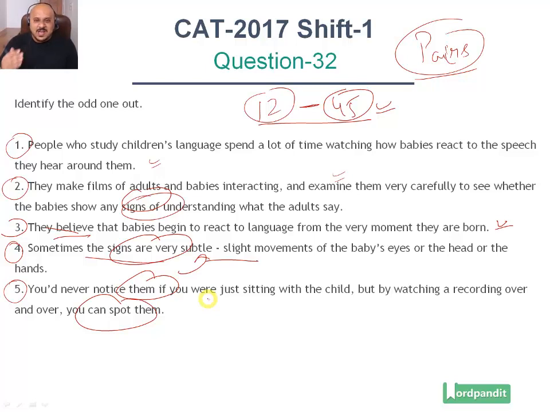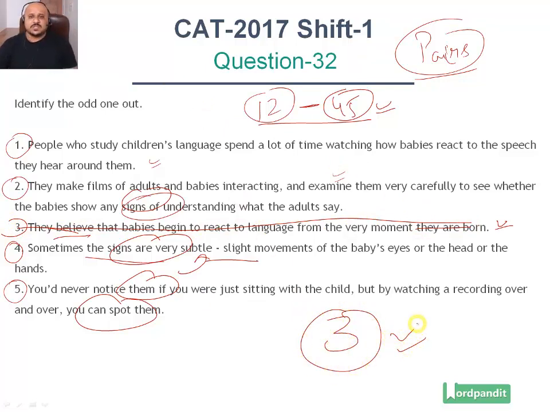Statement 3 is in your face. It says they instantly start to react and move. Is that possible? That is not possible. This goes against what is being said in the other 4 statements. Hence, statement number 3 is the odd one out in this case. This is all that was required in this question, and you could have easily solved this question and scored marks.